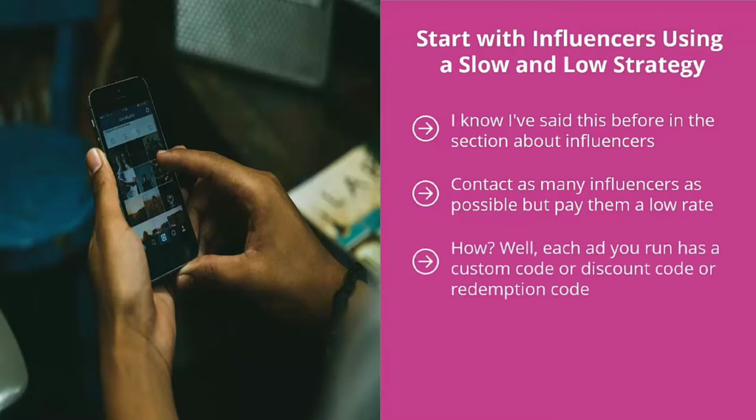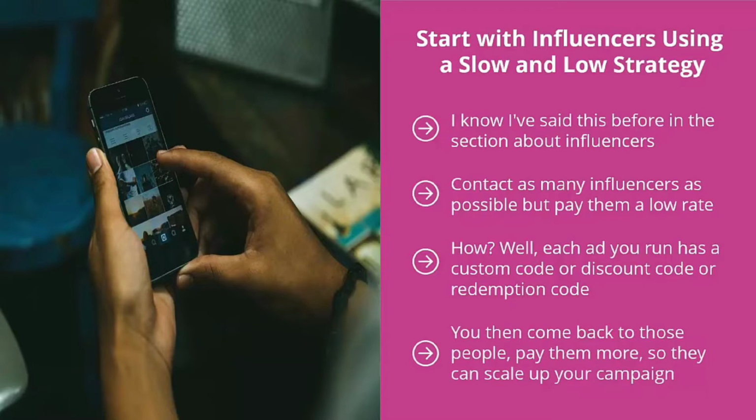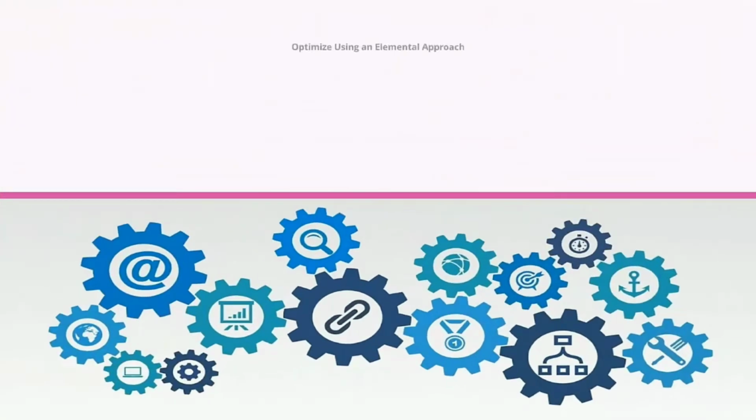How? Well, each ad you run has a custom code or discount code or redemption code. You will be able to see which ones actually produce results. You then come back to those people and pay them more so they can scale up your campaign. They obviously are real and they're credible enough with their followers to drive actual sales.